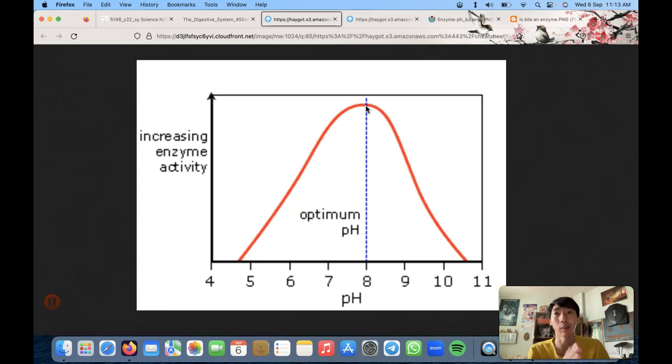pH is a measure of whether something is acidic, alkaline, or neutral. So in this case, we have a certain enzyme. Let's say it has an optimum pH of 8. Most likely this is linked to your small intestine already. So what happens at the high pH? Actually, the enzyme is denatured, for the same reason, because this is your enzyme.